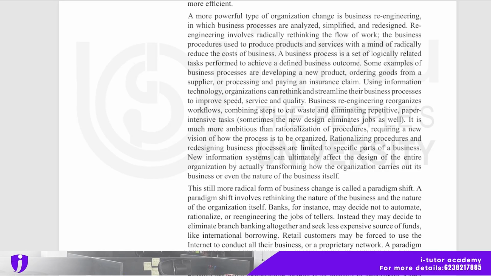And using information technology, organizations can rethink and streamline their business processes to improve speed, service, and quality. Business re-engineering reorganizes workflows, combining steps to cut waste and eliminating repetitive paper intensive tasks, and it is much more ambitious than rationalization of procedures, requiring a new vision of how the process is to be organized.